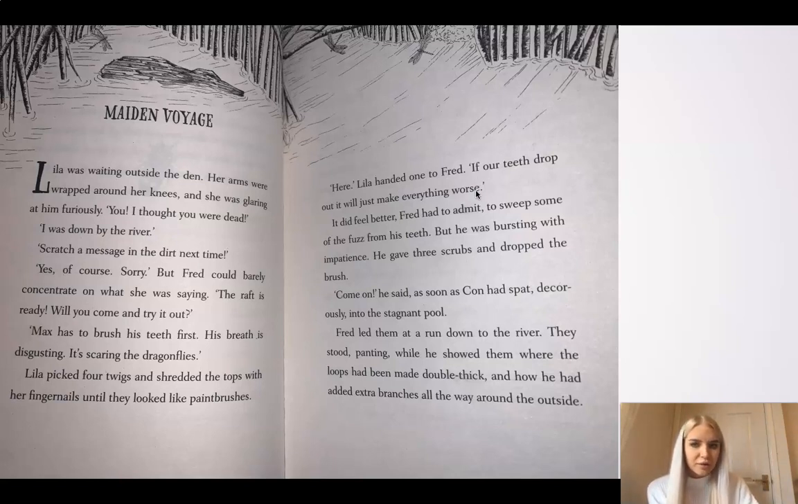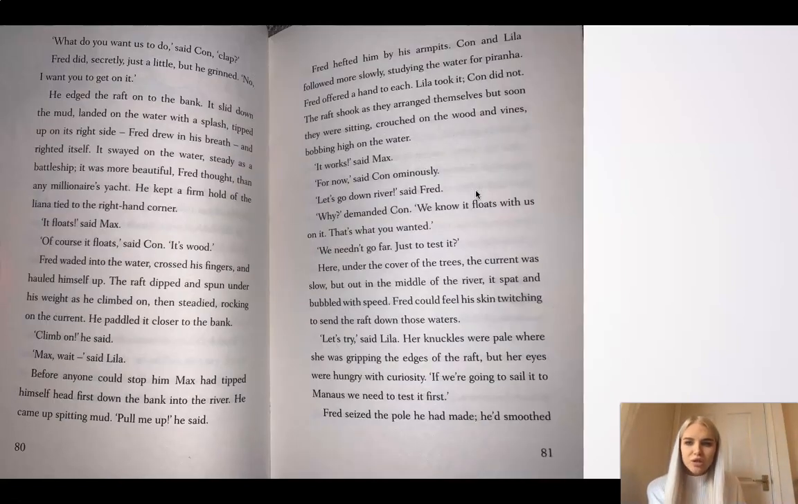So I wonder if they'll try and go in the river now. "What do you want us to do?" said Con. "Clap?" Fred did, secretly, just a little. But he grinned. "No, I want you to get on it." He edged the raft onto the bank. It slid down the mud, landed on the water with a splash, tipped up on its right side. Fred drew in his breath and righted it. It swayed on the water, steady as a battleship. It was more beautiful, Fred thought, than a millionaire's yacht.